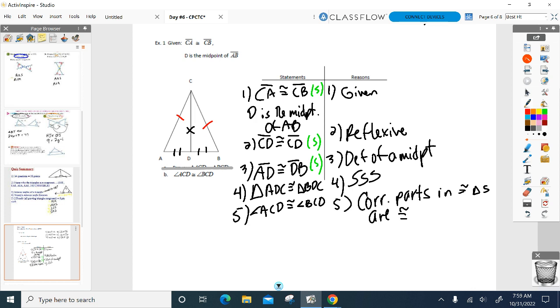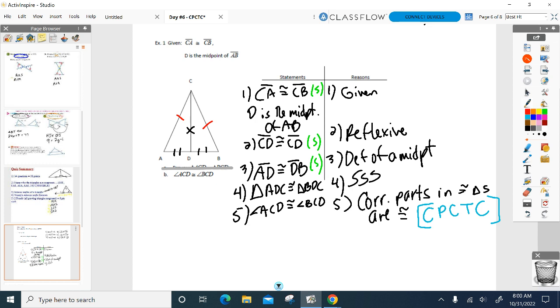There's a famous acronym that takes care of this. You can still write this as the reason after you prove triangles congruent, but the acronym for this, ready? Corresponding parts in congruent triangles are congruent: CPCTC. I'll give you about 30 seconds to let that roll off your tongue. CPCTC.